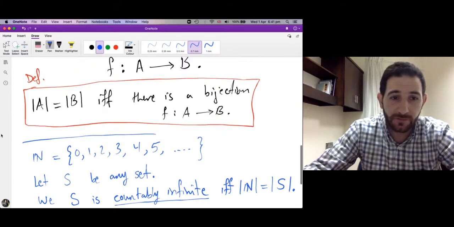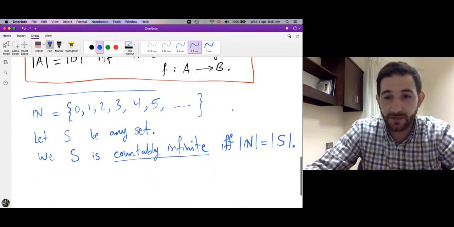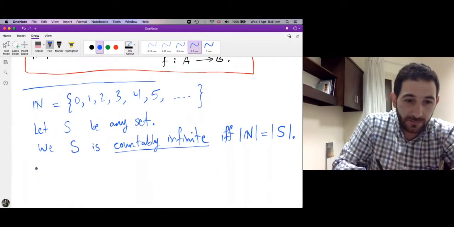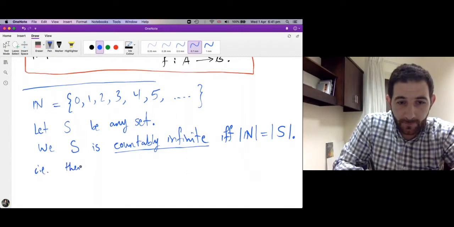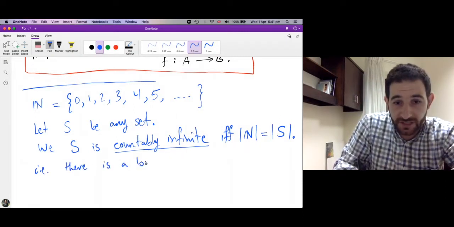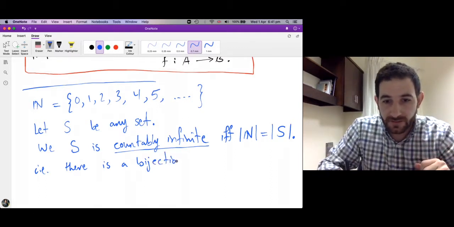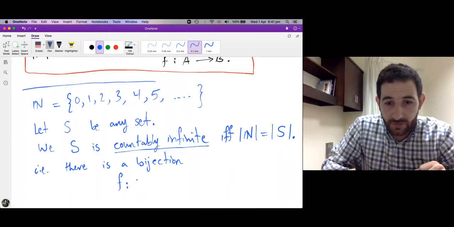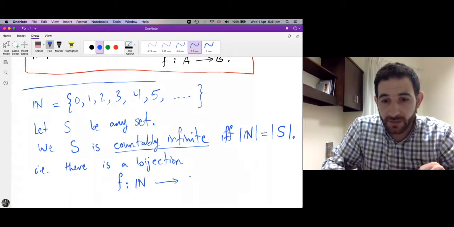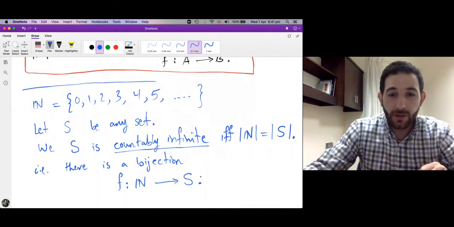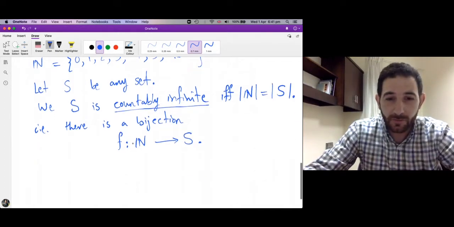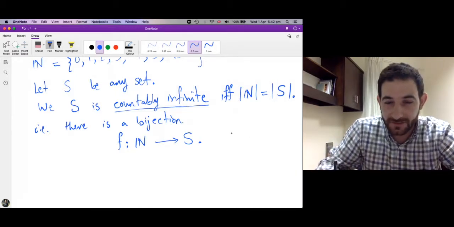Now what does it mean that the cardinality of N is equal to the cardinality of S? Look here: what does it mean for two sets to have the same cardinality? It means there's a bijection from the first to the second. So, i.e., there is at least one bijection f whose domain is the natural numbers and codomain is the set S. Do you remember what we call functions whose domain is the natural numbers? We call them sequences, right? This is an infinite sequence.